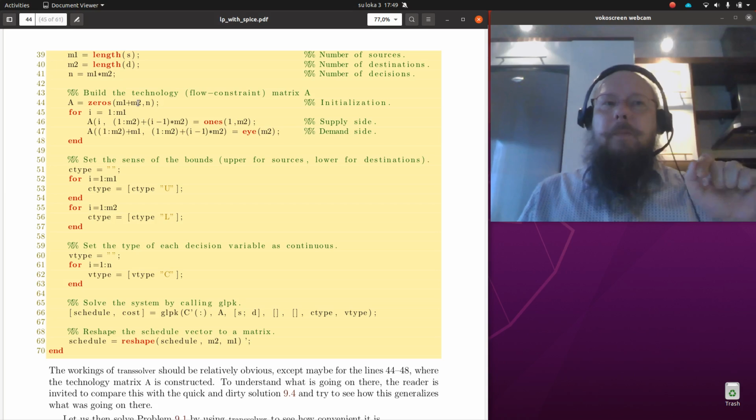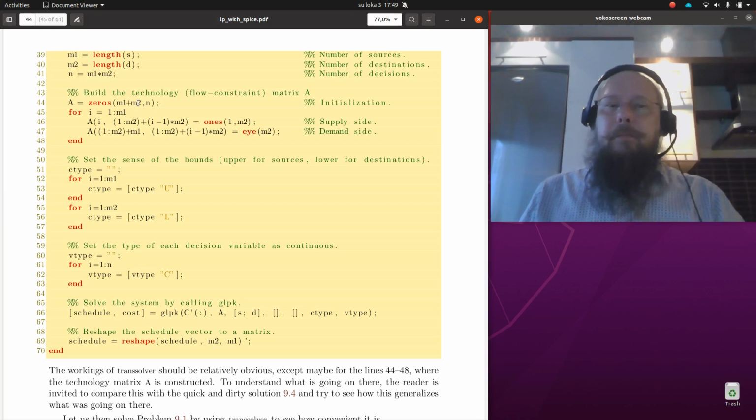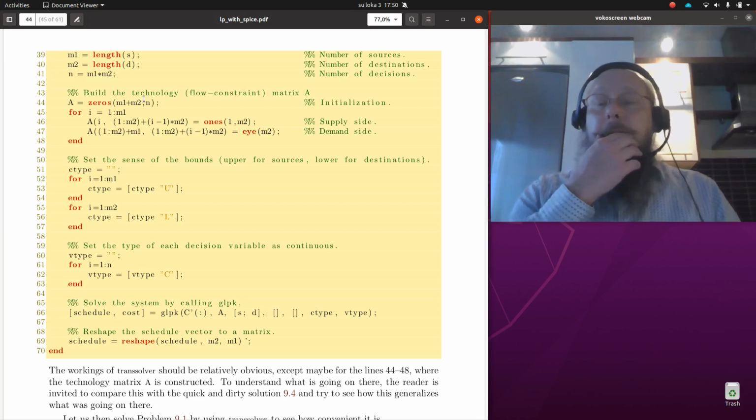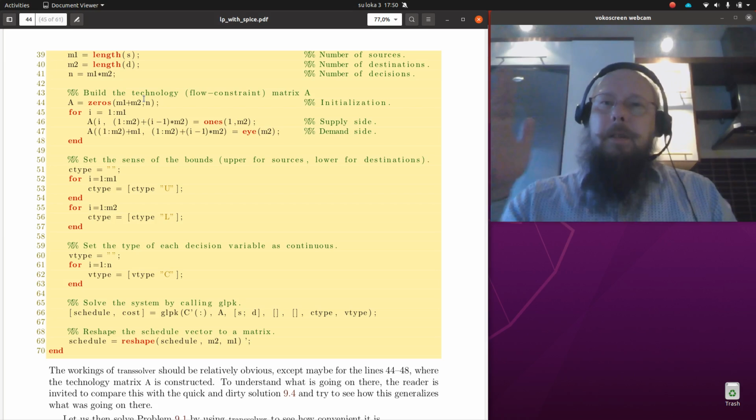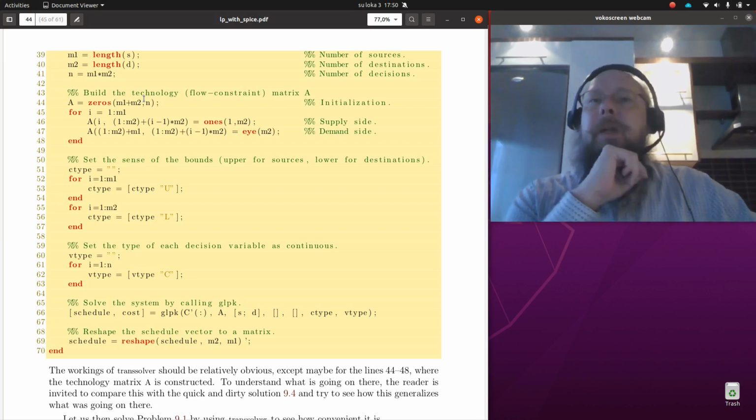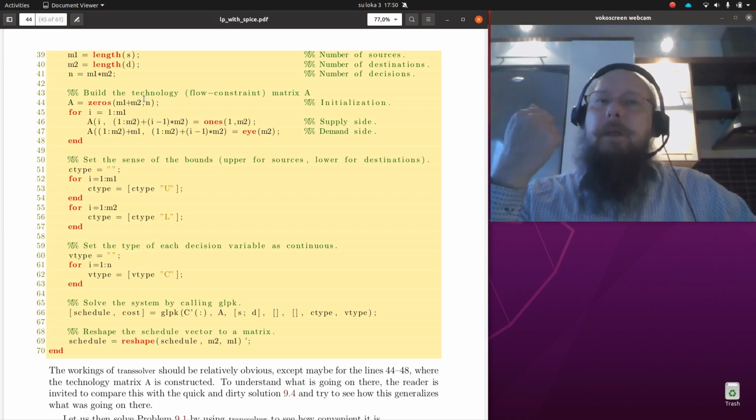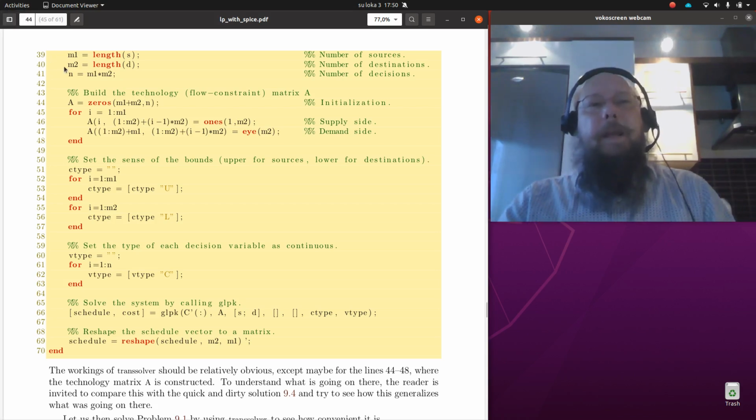So I have M1 plus M2 constraints. So that's the number of constraints I have. That's the number of rows of A. How about the columns then? So the columns are the decision variables. And how many decision variables do I have? So the decision variables were related to the routes, and how many routes were there? Well, M1 times M2, which is what I denoted by N here. So this will be N.